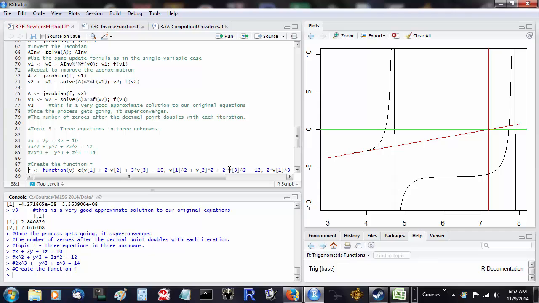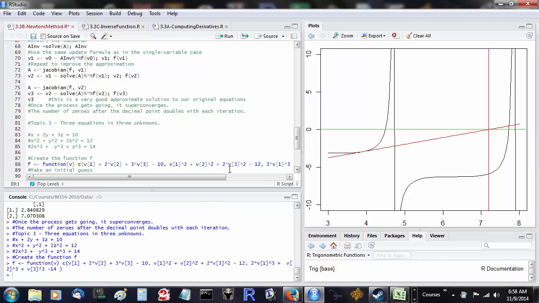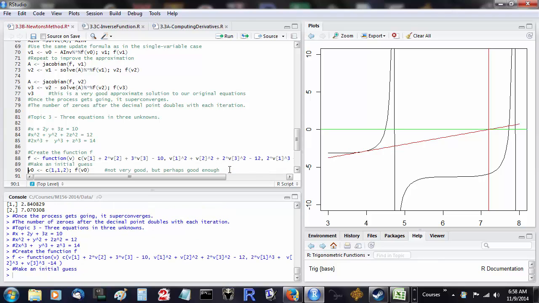First thing we do is write down a function that we want to set equal to 0. You can see the first component, in terms of x, y, and z, is x plus 2y plus 3z minus 10, and the second two are similar. We make an initial guess, and if we're lucky enough to think to plug in x equals 1, y equals 1, z equals 2, we don't do too badly.